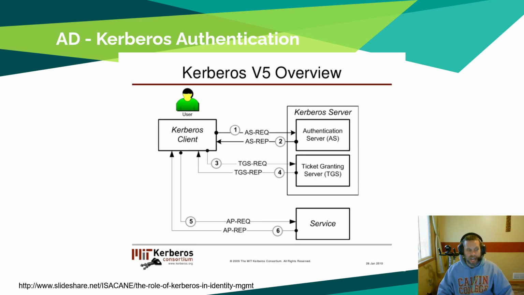So this is kind of a high-level overview, and I'll give you what is going on here. Let's say you, the user, are sitting at a computer and you are trying to log into said computer. You are going to send a request from your computer to the Kerberos server, which is called an AS request. And I think that's authentication service request to the authentication server.